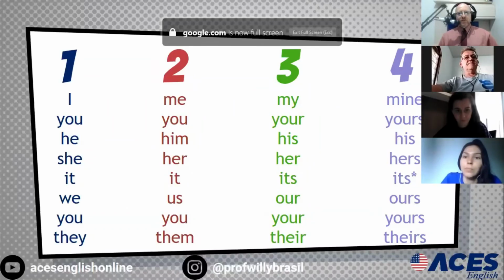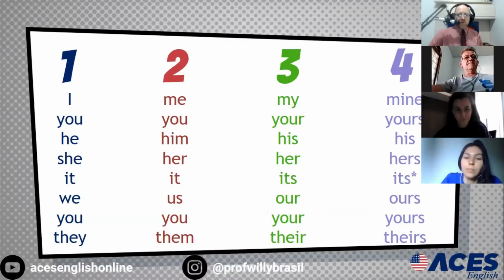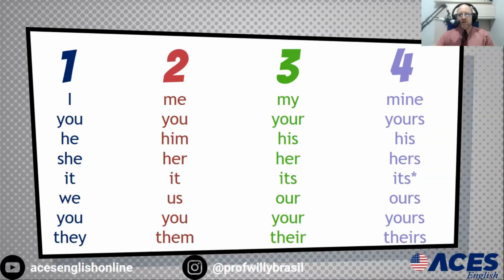So we got to 4 columns. This is what we call the 4 columns. The first column is I, you, he, she, it, we, you, they. The second column of the pronouns is me, you, him, her, it, us, you, them. Third column: my, your, his, her, its, our, your, their. Fourth column: mine, yours, his, hers, its, ours, yours, theirs.